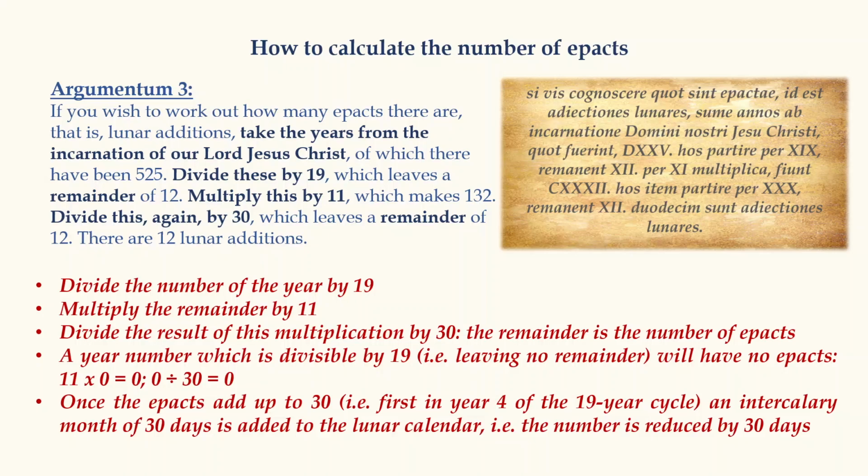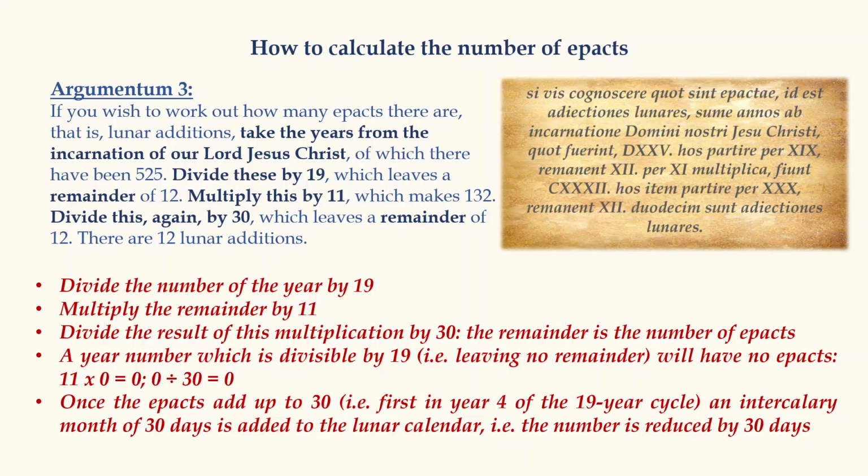So if the years have gone 0 epacts, 11 epacts, 22 epacts, then the next increase of 11 takes us over the 30 mark to 33. But we reduce the number by 30, so every fourth year in the cycle has 3 epacts. This rule works all the way through the cycle, except between the 19th year and the first year.